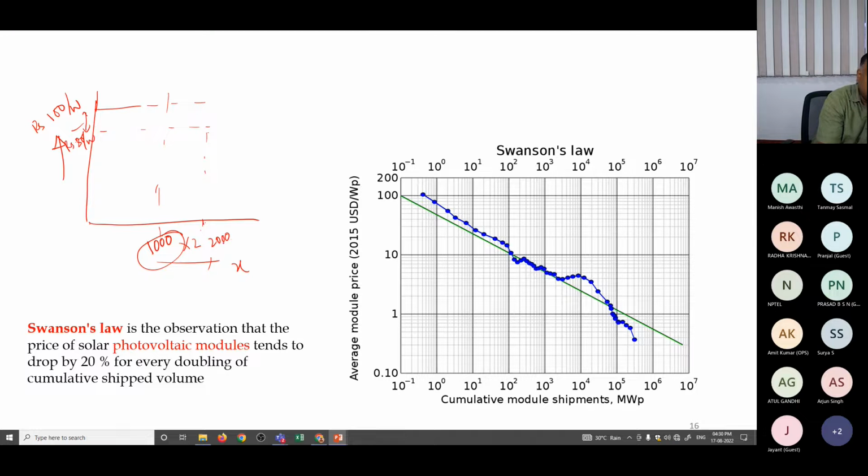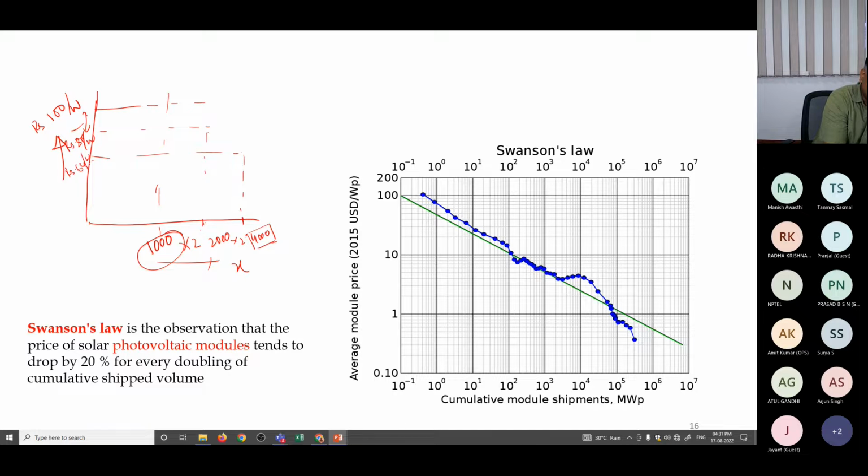And further, if you're interested to know, see this condition, 2000 multiplied by 2 is 4000, right? Any point you can consider here, 4000. So when this 4000 amount is manufactured, then another 20% of 80, which is 16 rupees. So 80 minus 16 will be 64, right? So this will be rupees 64.